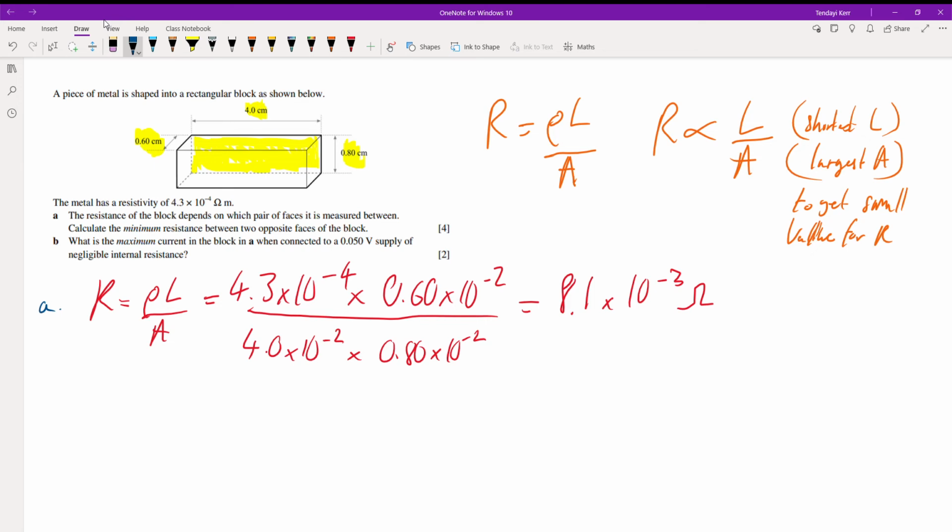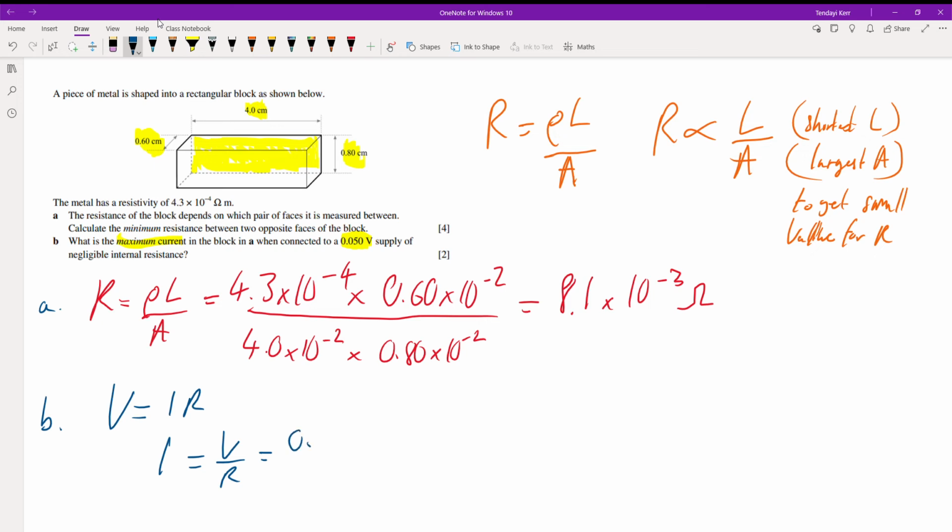Part B. What is the maximum current in the block when connected to a 0.05 volt supply of negligible internal resistance? So for this one again, what do we need to use? We can use our equation. It's in the electricity section. We know V is equal to IR. We know that from GCSE as well. So I is equal to V over R, and from part A we've calculated the minimum resistance. So if we've got the minimum resistance, that's going to give us the maximum current.